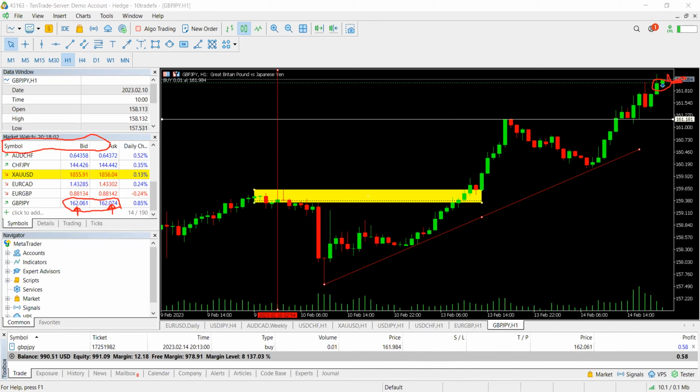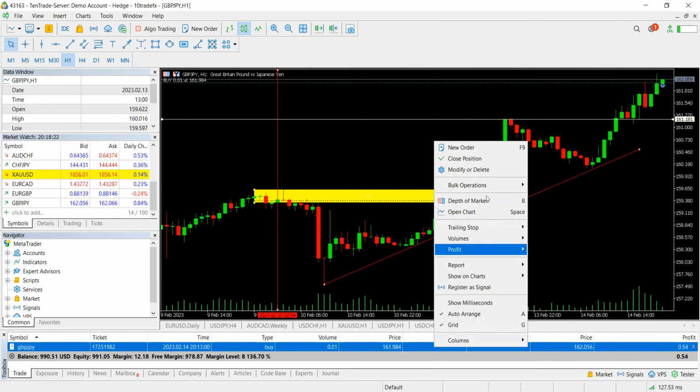Okay. So let's go ahead. Where were we? Okay. So modifying trade. To modify your ongoing trade, just right click on it. When you right click on the ongoing trade, you see modify or delete. So click on modify or delete.